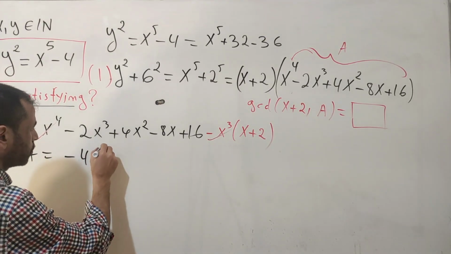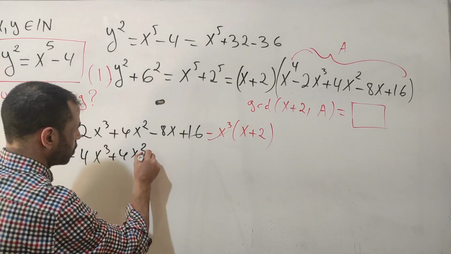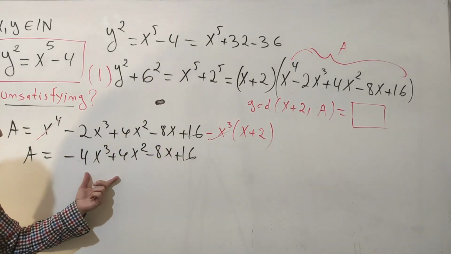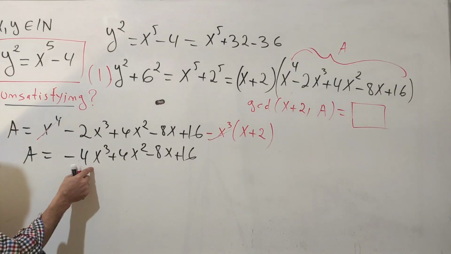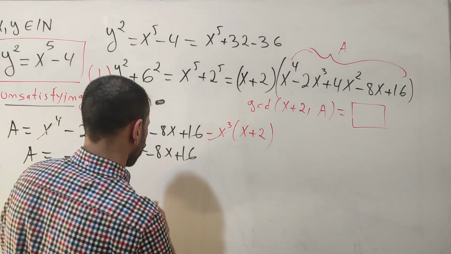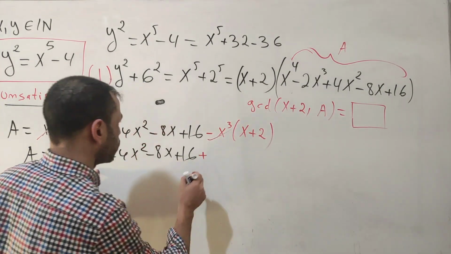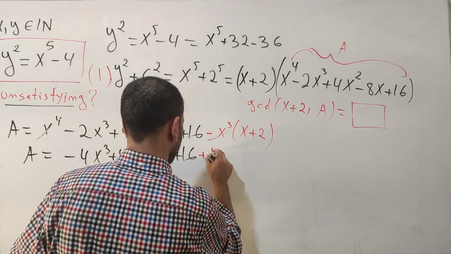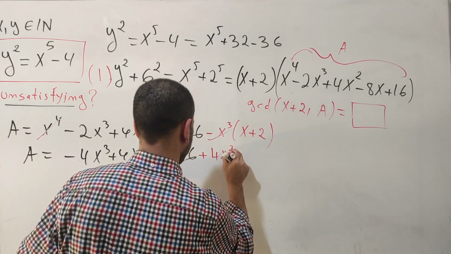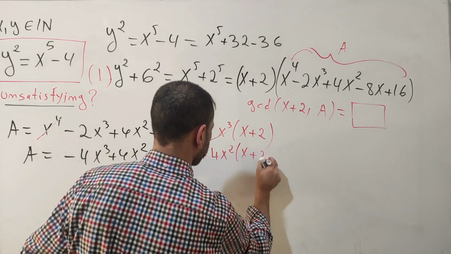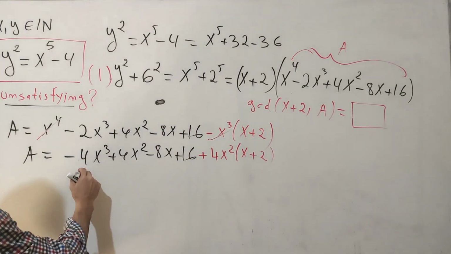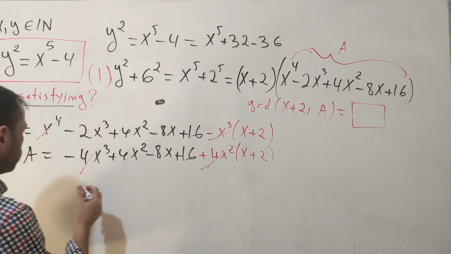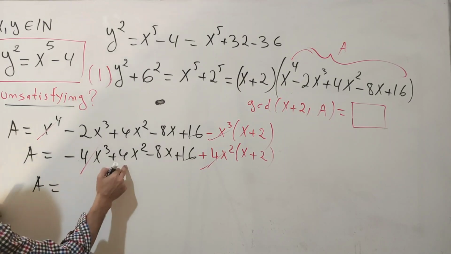Becomes 4x cubed plus 4x squared minus 8x plus 16. So I keep doing the same thing here. Also, I'm going to cancel out this one by adding the multiple of x plus 2. So it's simpler: I get 4x squared factor x plus 2. Also this one will be cancelled out with this one. So I will be left with capital A equals 4x squared.